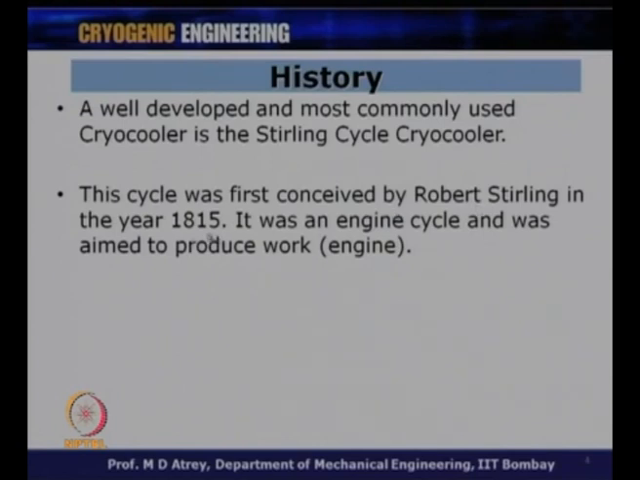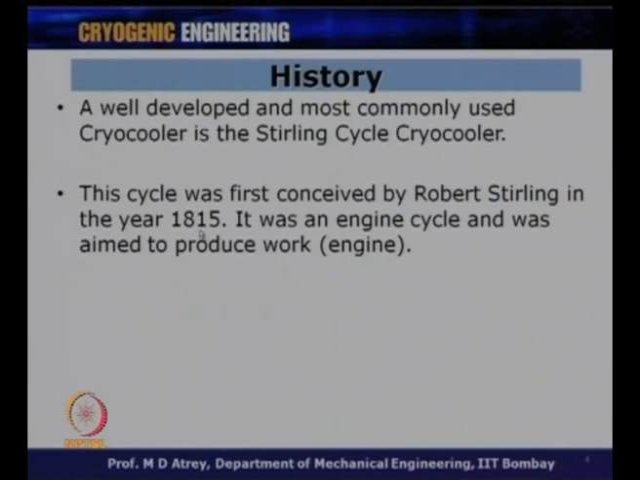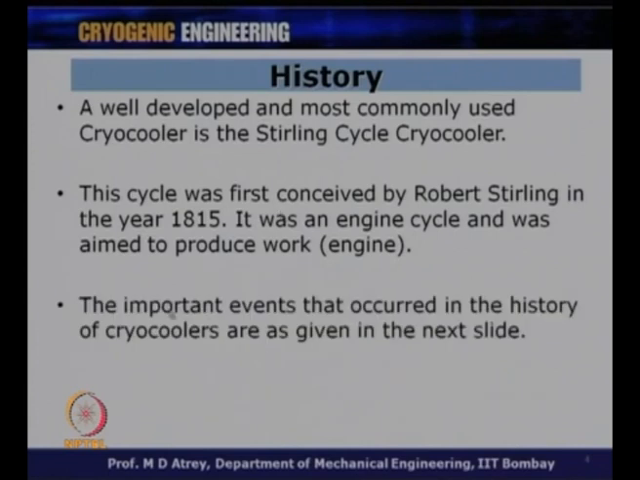The Stirling cryocooler works on the Stirling cycle, and it is named after this inventor called Robert Stirling. When it was invented, it was basically meant for an engine cycle and was aimed at producing work. Being an engine cycle, it was producing work. And you know the refrigerator cycle is reverse of the engine cycle. So, the same cycle, what we call the reverse Stirling cycle, is used for producing cold. The important events that occurred in the history of Stirling cryocoolers are given in the next slide.